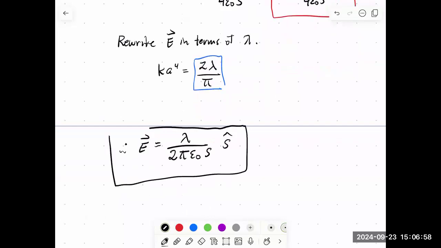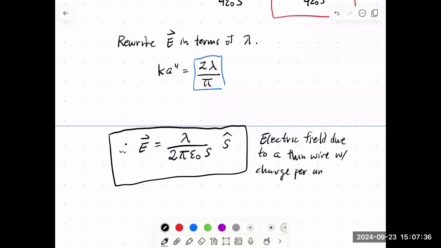Does anyone recognize this expression? This is the, if you had a wire of zero radius, right, an infinitesimally thin wire that had a charge per unit length of lambda, this is the electric field that it would produce. So this is the electric field due to a thin wire with charge per unit length lambda.